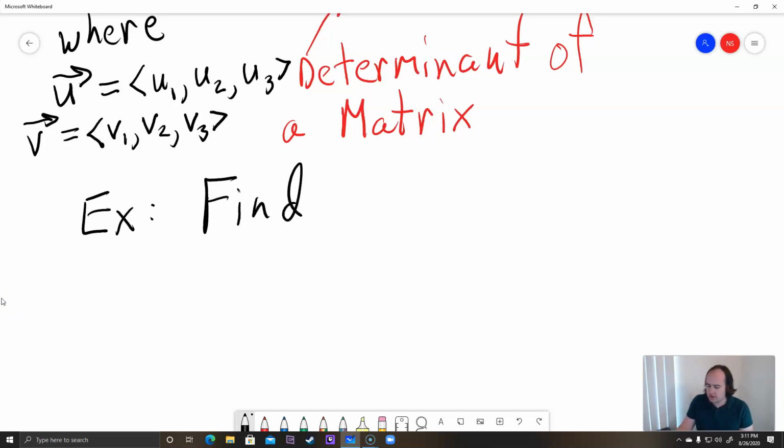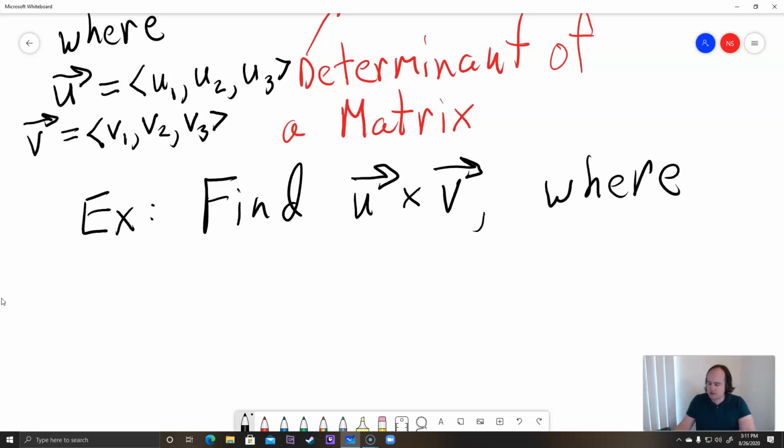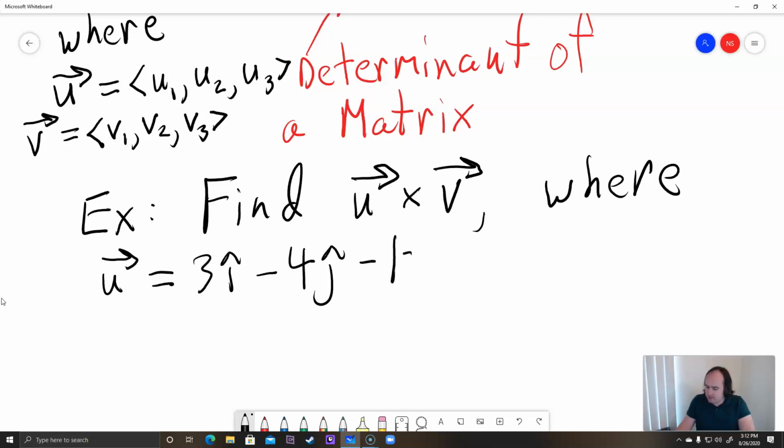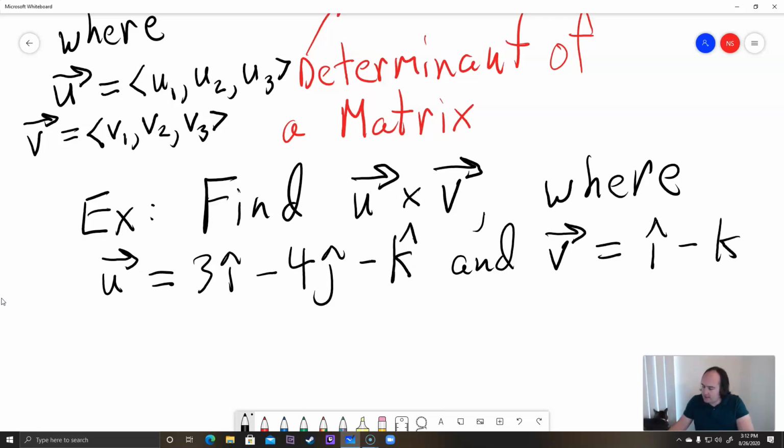Find u cross v, where vector u equals 3i minus 4j minus k, and vector v equals i minus k.